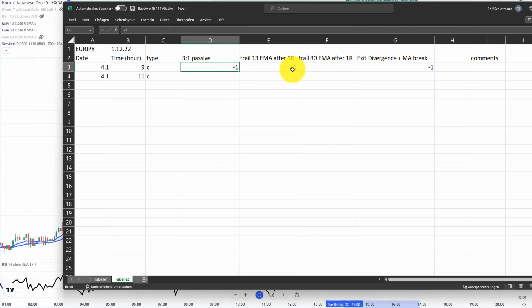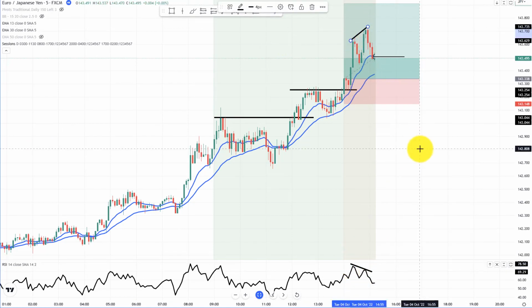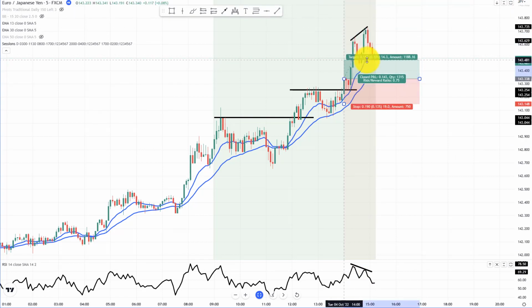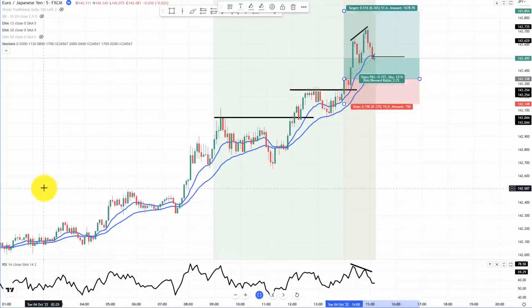So here we have 0.8. Divergence is in here. You can see that, clear divergence. So we are out for pretty much the same, 0.8. The other one is still running.